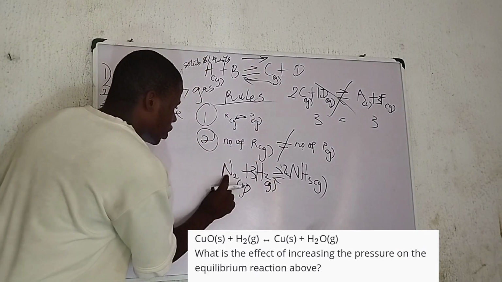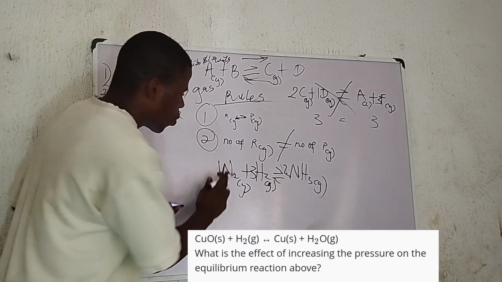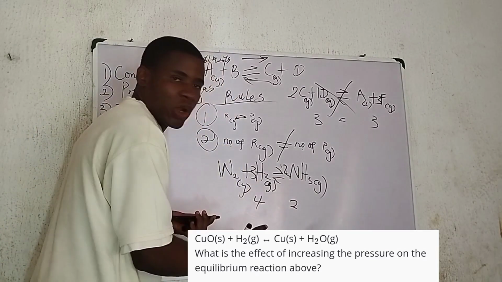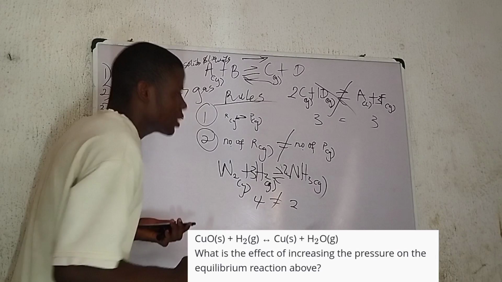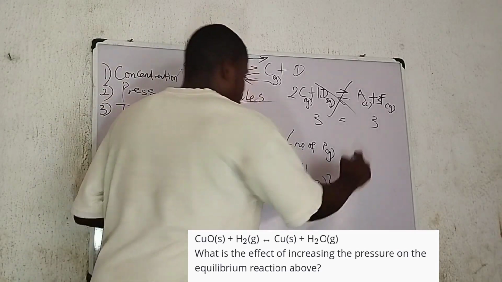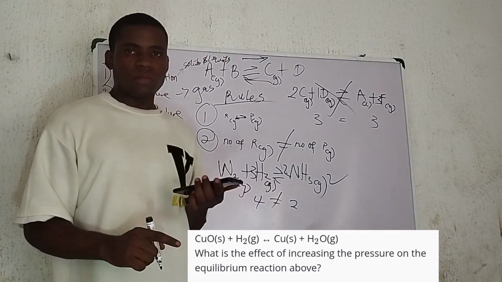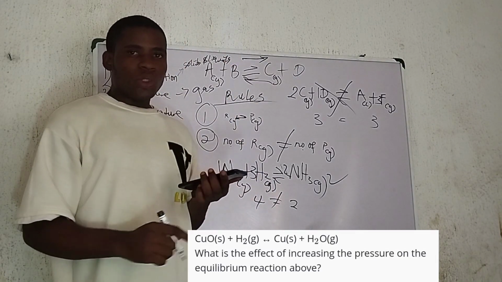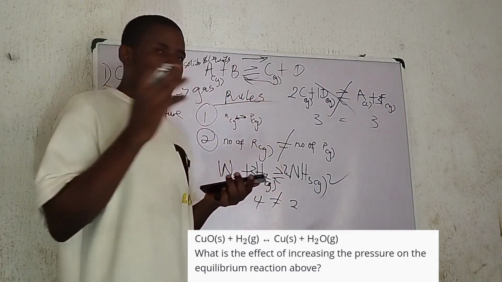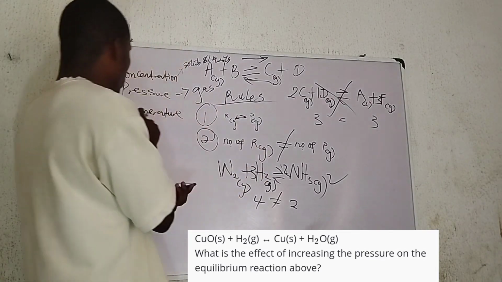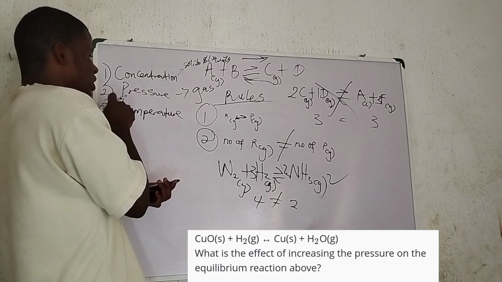So, I have the number of moles of the gaseous reactants, 1 plus 3, I have 4. Now, the number of moles of the gaseous product, I have 2. Are they equal? Since they are not equal, pressure can affect. I hope it makes sense. Do you understand? So this is the idea on pressure. Does it make sense? So the next one we'll be talking about is temperature.